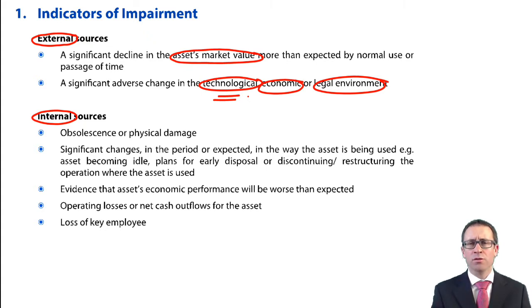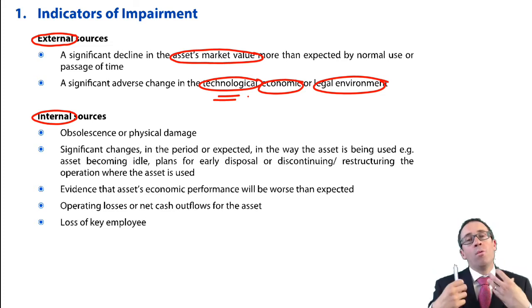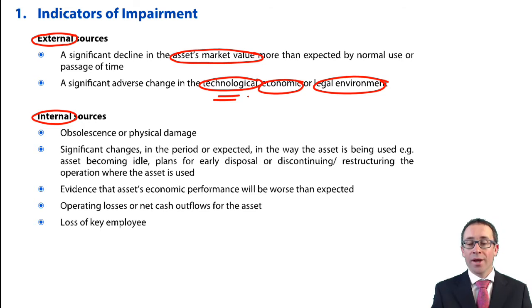Evidence that the asset's economic performance will be worse than expected. So maybe its output has fallen because it is older. Again, that reduction in the output is something that's controlled internally. Maybe you've not updated the machine to keep it up to speed with advances in technology. But the reduction in the output again could lead to an impairment review. It's not saying the asset is going to fall in value. It's saying, look, we need to consider whether it has or it hasn't. If you're making operating losses in your business, then that could signify a reduction in the value of the asset.